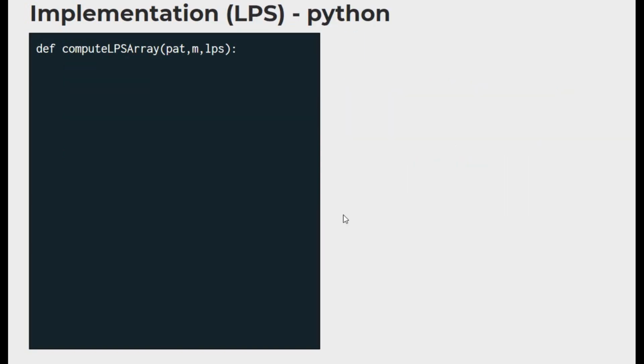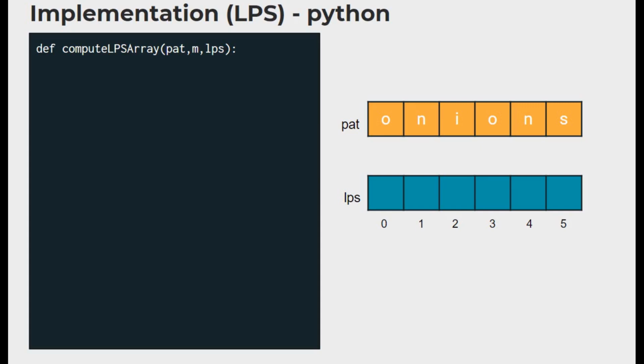Coming to the implementation of the LPS array, it is almost going to be same as what we did in the search function. In the search function, we had a text and a pattern. We used 2 different pointers to match the string. But for the LPS computation, we only have the pattern here.